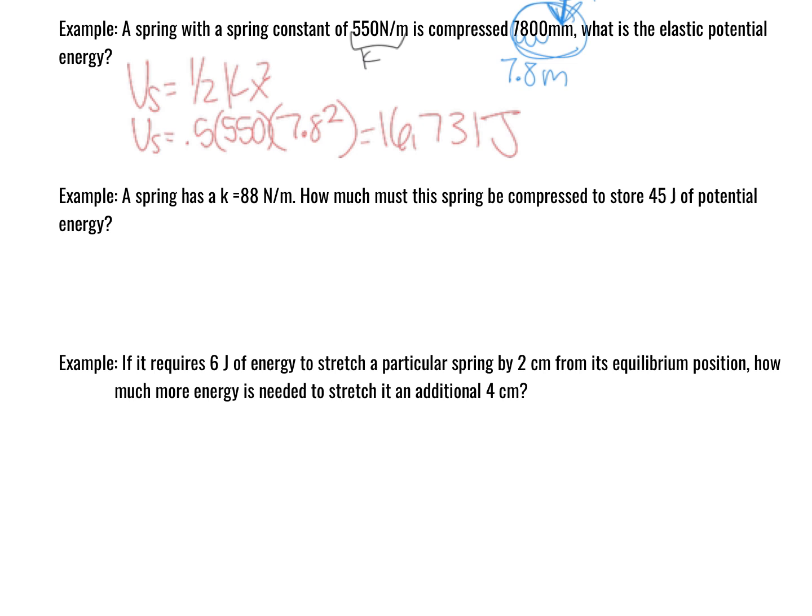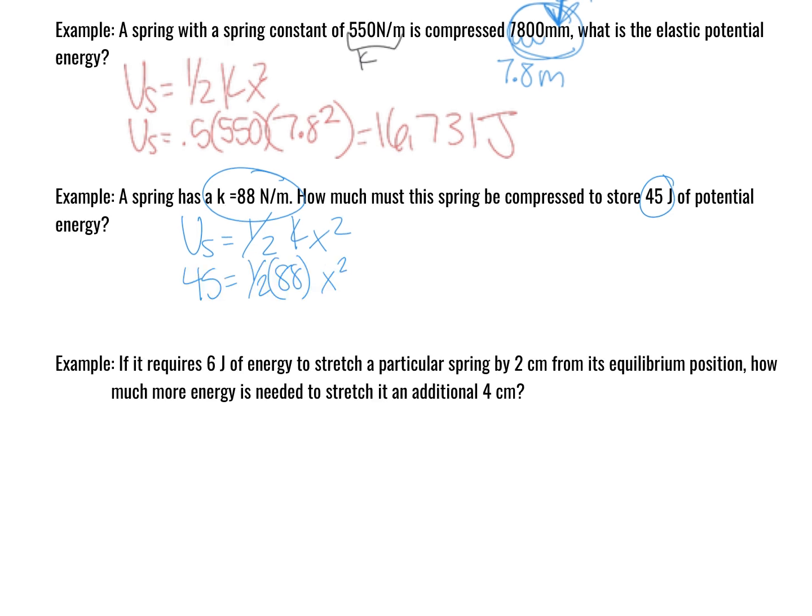A spring has a K of 88 newtons per meter. So we've already got that one. How much must this spring be compressed to store 45 joules of potential energy? So this time, they're not asking for the amount of energy, they're giving it to us. So we got to work backwards. Start with our equation. Plug in the things that you know. Then try and solve for X.